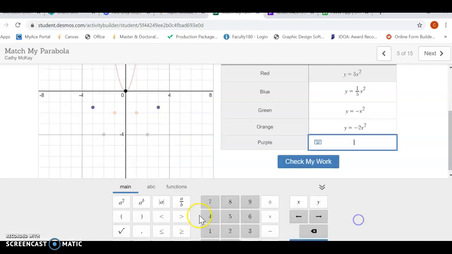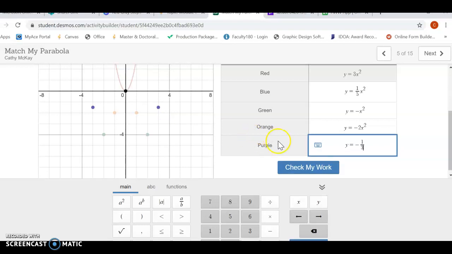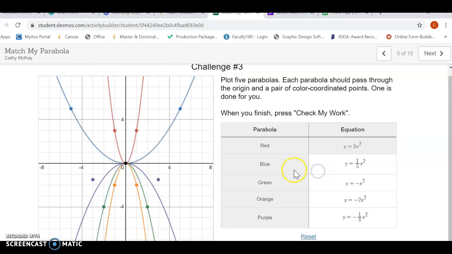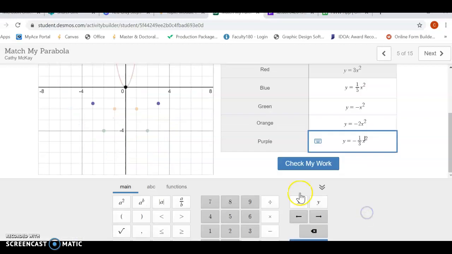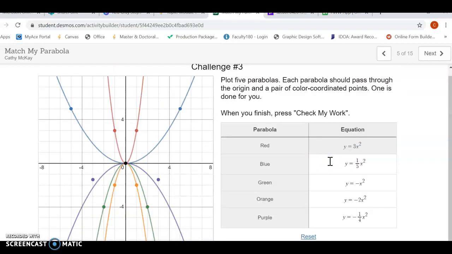Now let's go ahead and do the purple one, and again, as they get larger, then you have a fraction, and I'm going to try this one as maybe 1/3, but remember it's going to be negative because it is going upside down, so negative 1/3 x squared. And check my work. Oops, now notice how I did not do that right. It was not as wide as it needed to be, so I'm going to change that to 1/4. And I'm going to check my work. And look at that, I'm still not where I need to be. So again, I'm going to go 1/5 and check my work.